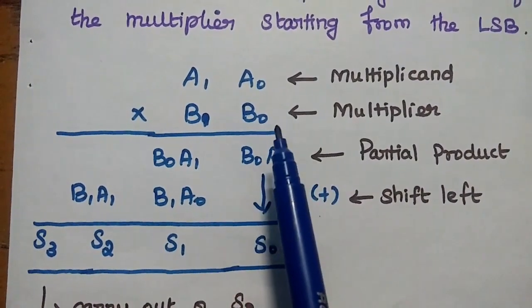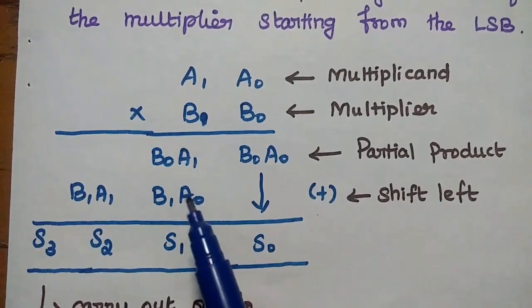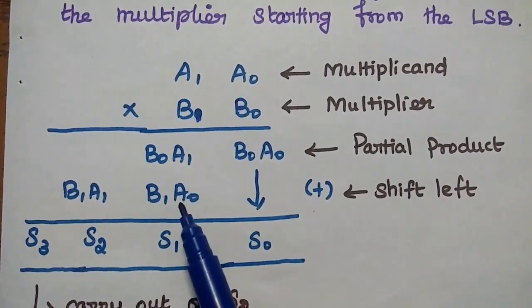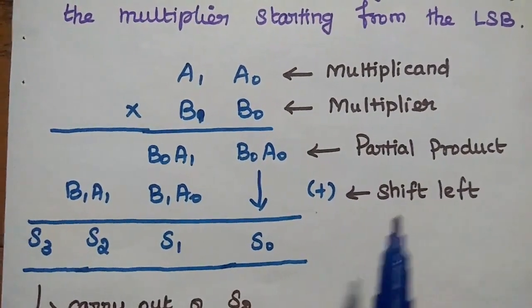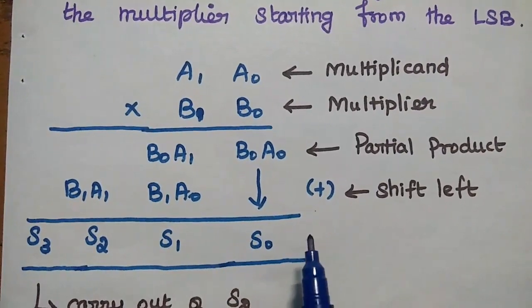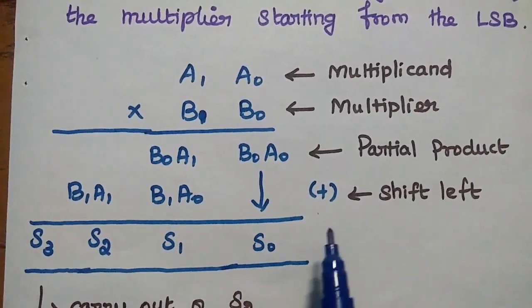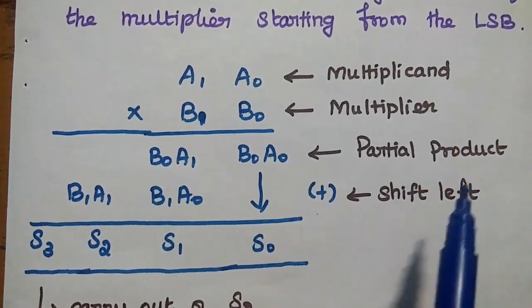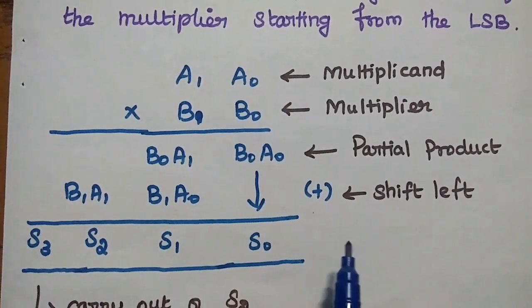If you are moving on to the next bit of the multiplier, obviously we have to shift the position of the partial products. So the next step is what? Shifting operation. And finally we are going to add all the values. So here 3 steps are to be followed. First one is partial product, next one is shifting, and third one is addition.